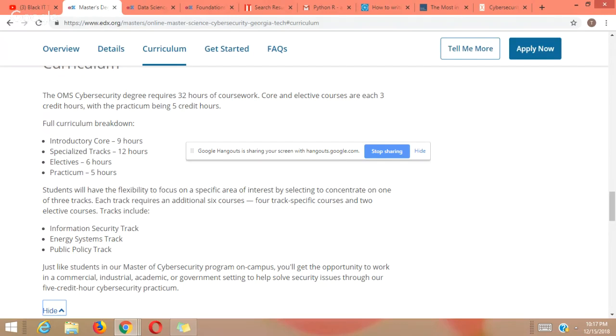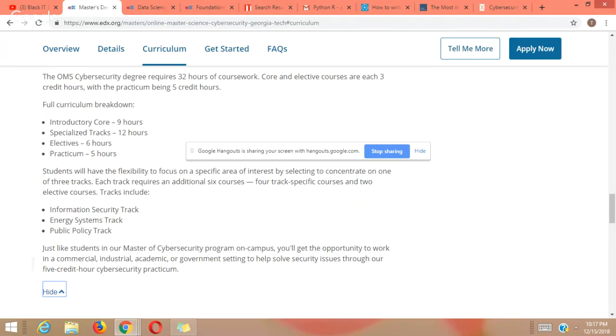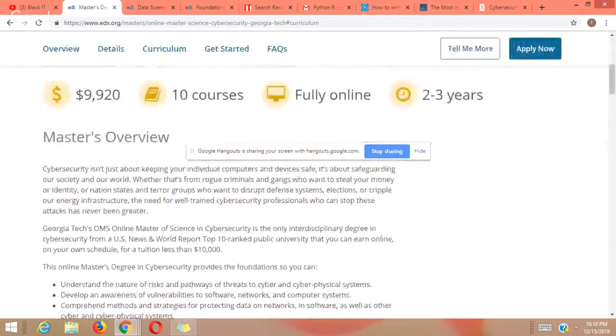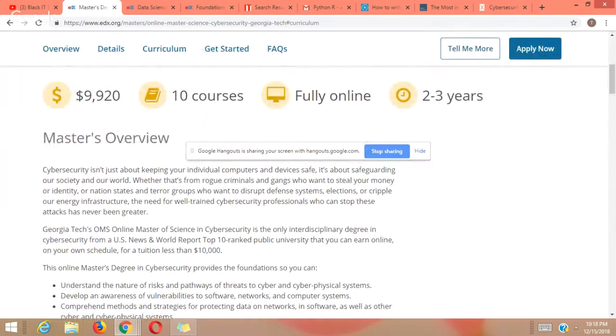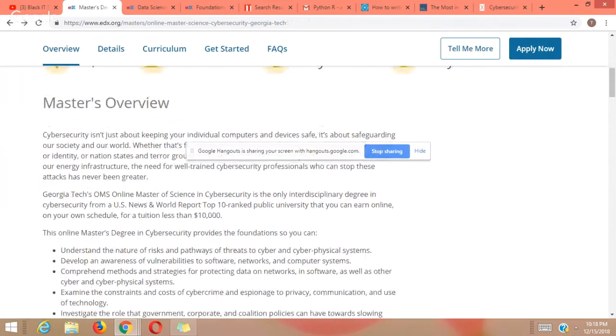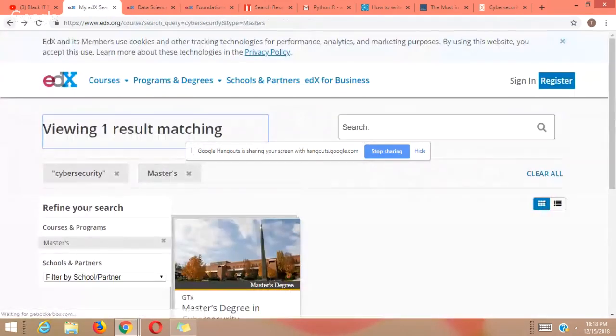So it has your four cores: introductory core, specialized tracks, electives, and practicum. Then you have your information security track, energy systems track, and your public policy track. That's actually really good, especially for the cost, fully online, 2 to 3 years. And this is through edX. This isn't like you got to go down to the university and fill it out. If you fill it out through edX, you're in.